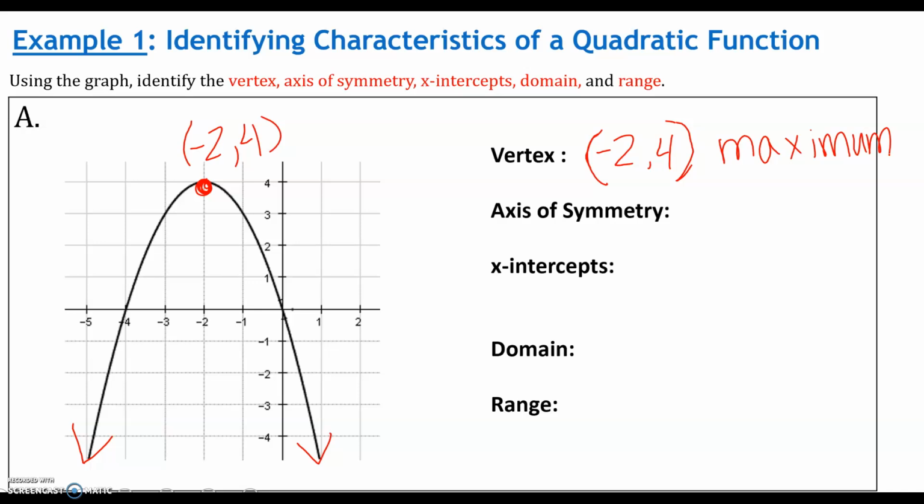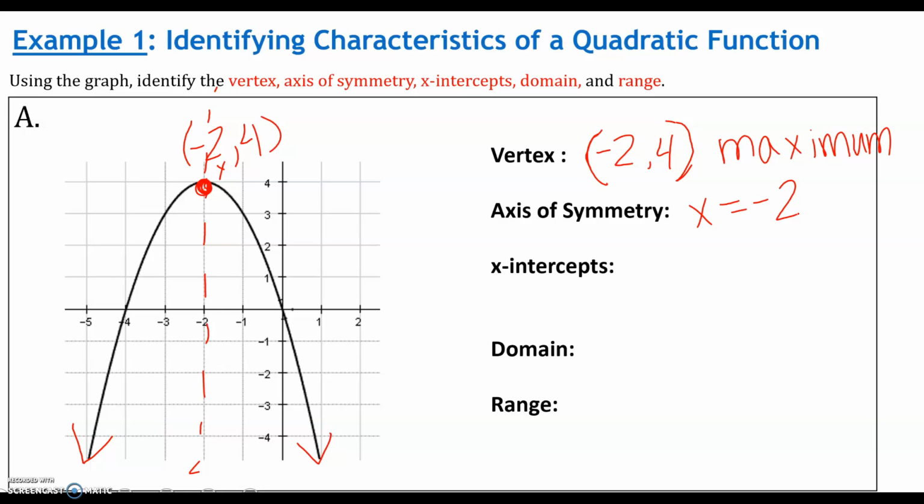Now, the next thing that's easiest to find is your axis of symmetry, which is your dotted line that goes through your vertex. It's an equation, an x equals, and the x you get is the x from your vertex. So that line is x equals -2.